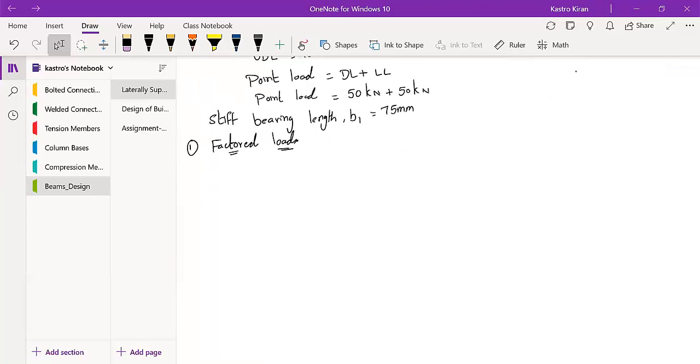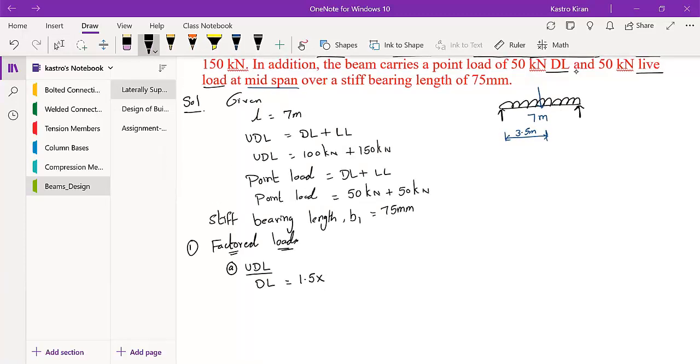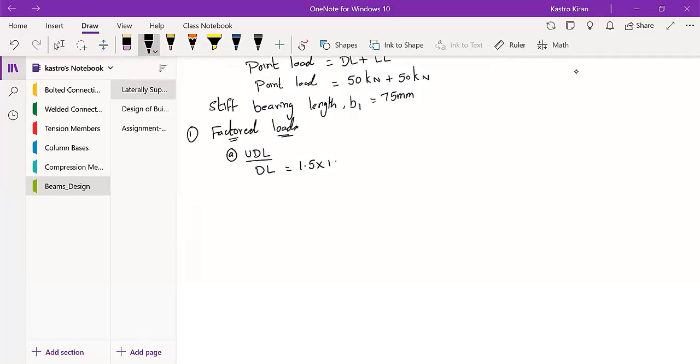For factored loads, again it is subdivided into two types. One is the uniformly distributed load. In the uniformly distributed load you have the dead load. The factored dead load is calculated as 1.5 times the dead load in the UDL condition. It is 100 kilonewtons. So 1.5 into 100 will give you 150 kilonewtons.